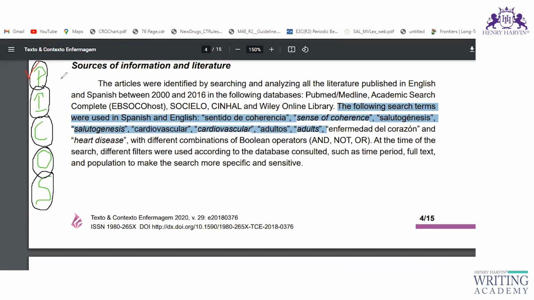So P means population, means on what population the study is based. Sometimes it is based on the population of North America. Sometimes it is based on the pediatric population, or on elderly patients. So those, like population of North America, elderly patients, pediatric population, define your population, the specific population on which the study is based. Then next, I stands for intervention.